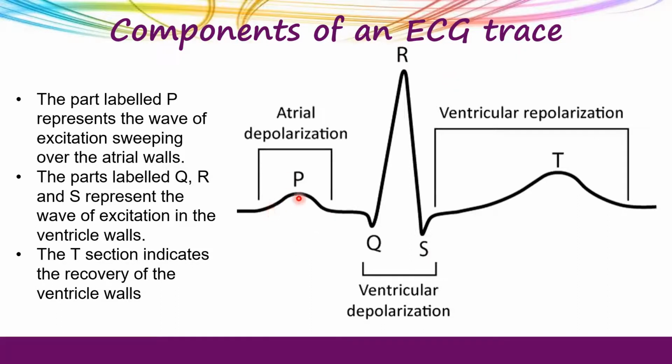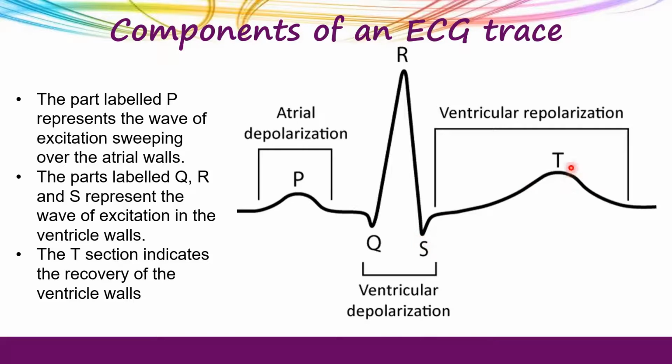This P here shows you atrial depolarization. Atrial depolarization is the part when the sinoatrial node brings about the contraction of the atria. You can see here, this is known as atrial depolarization, as the atria contract. Then this QRS complex shows you ventricular depolarization, because the AV node picks up a wave from the sinoatrial node and then sends its own wave of depolarization. This is what is known as ventricular depolarization, this QRS complex.